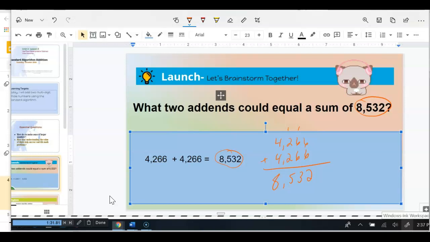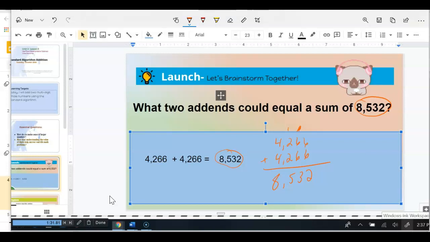Okay, so here in the ones column, 6 plus 6 is 12, so I have the 2 ones here, and I have to regroup the one group of ten right here. Now in the tens place, I have 1 plus 6 is 7, plus 6 is 13. So the 3 goes in the tens column, and the one group of 100 goes in the hundreds column.